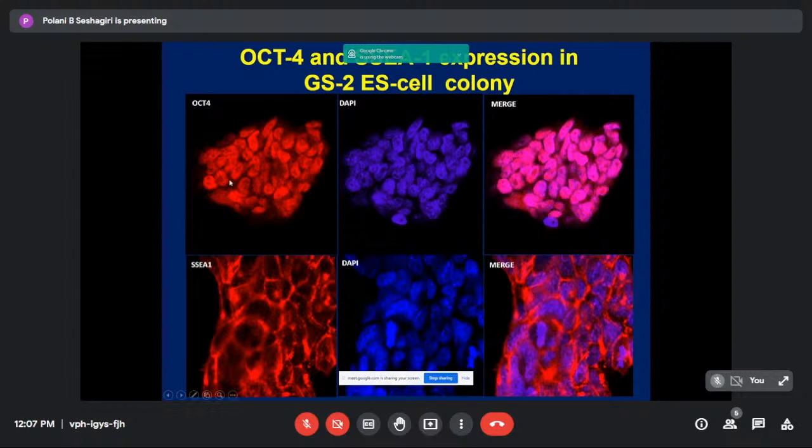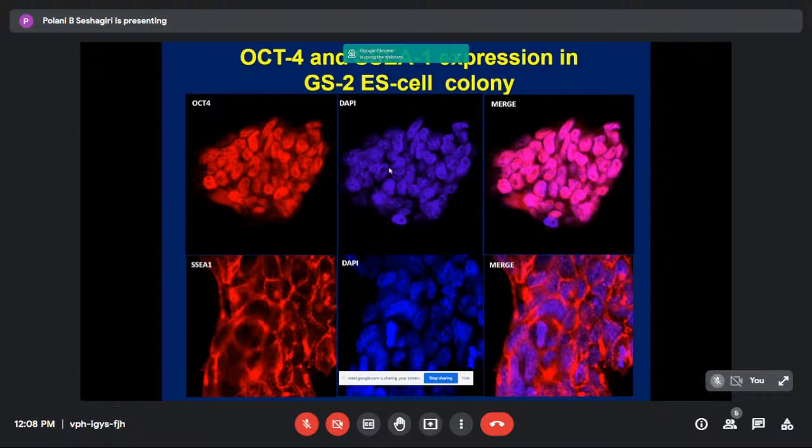OCT4, octamer-binding transcription factor 4, which is nucleus localized, should be expressed by each one of these cells. And therefore, in one colony here I'm showing OCT4, which is expressed in the nucleus. Why am I saying it is expressed in the nucleus? If you do a nuclear staining with the DNA binding dye, those are the blue organelle, or the nucleus. And this red color and the blue color get co-localized, and you get a pink color, which means you can definitively say that the OCT4 is expressed and is nuclear localized.